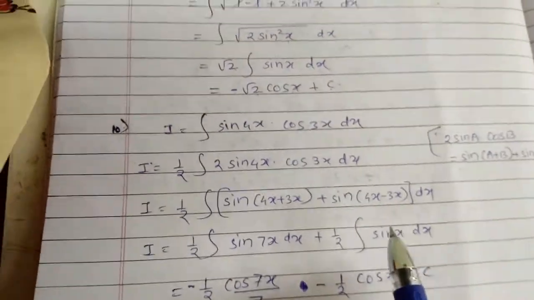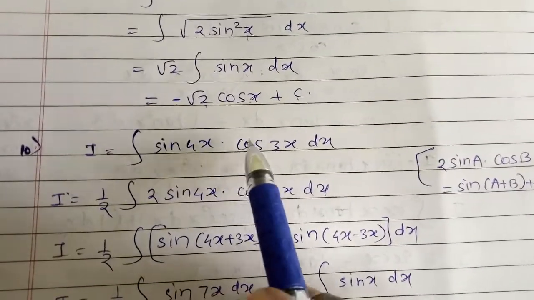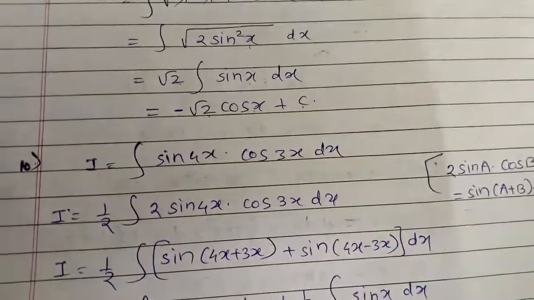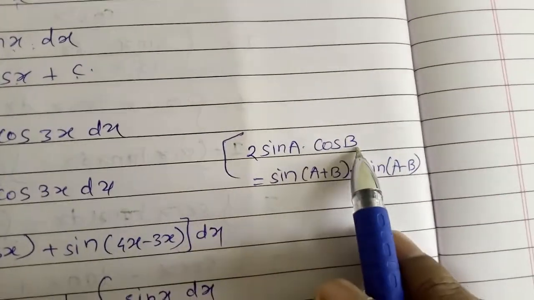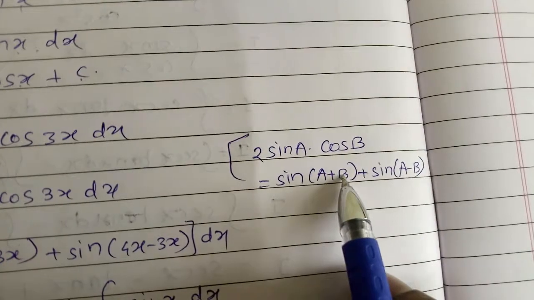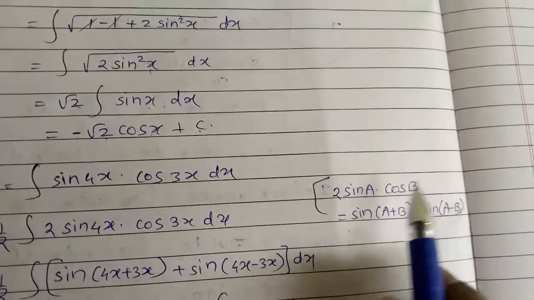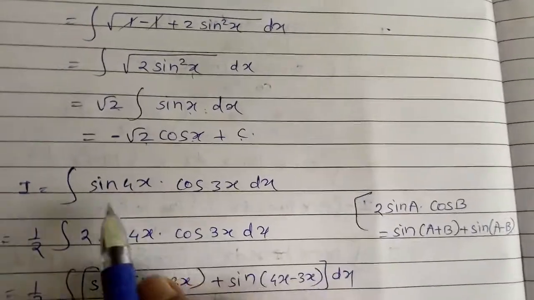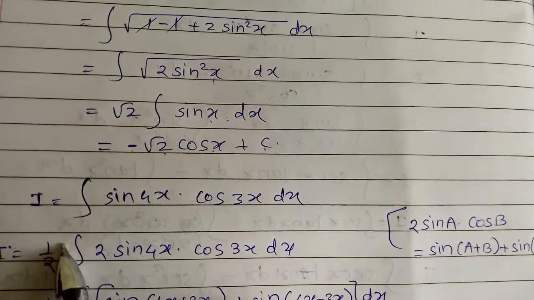And now the last example of this exercise, that is integration of sin 4x into cos 3x dx. In 11th standard you learned this type of formula, that is 2 sin a into cos b equals sin a plus b plus sin a minus b. So this example looks like this one. There is no 2, so we take a 2 and cancel it by multiplying with half.